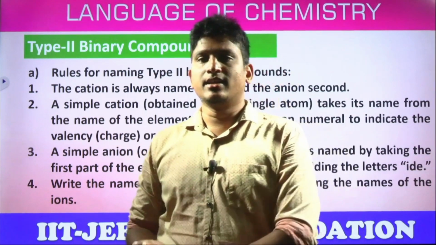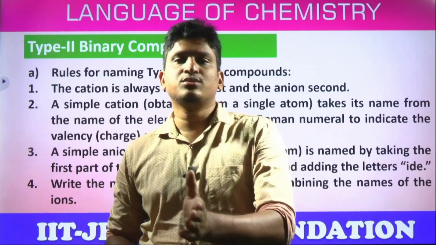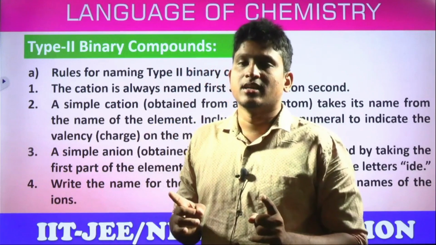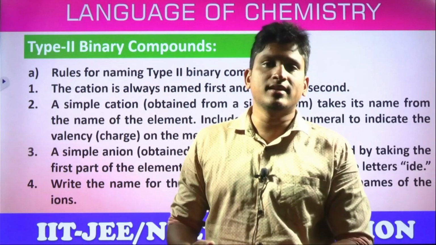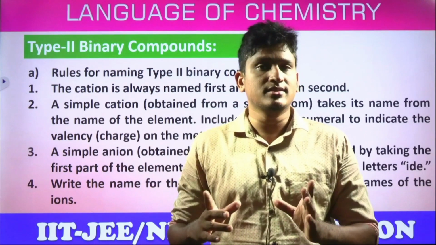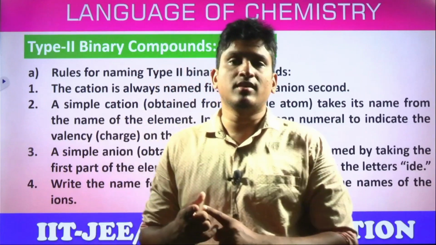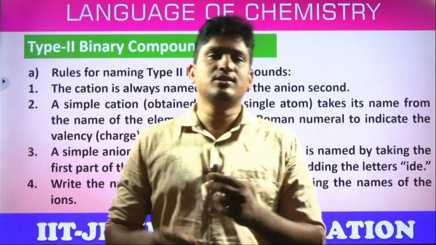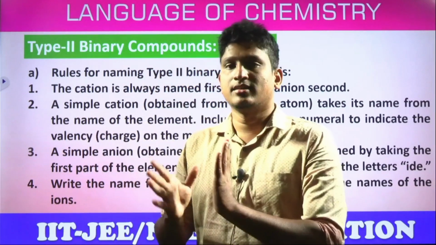For example, iron. Iron has two valencies. What are the valencies of iron? Fe+2 and Fe+3. Yes or no? If there are two different valencies, the lower valency should end with ous and the higher valency should end with ic. That means Fe+2 is called ferrous, Fe+3 is called ferric. Let us consider one more example. Sn+2, Sn+4. So what are the names? Stannous, stannic. Yes or no?